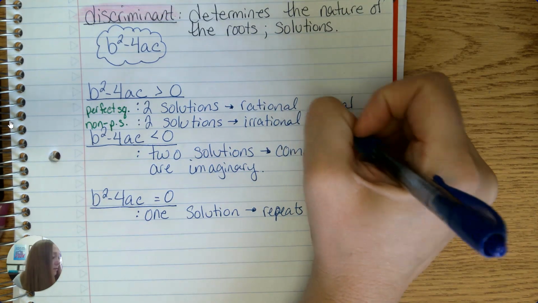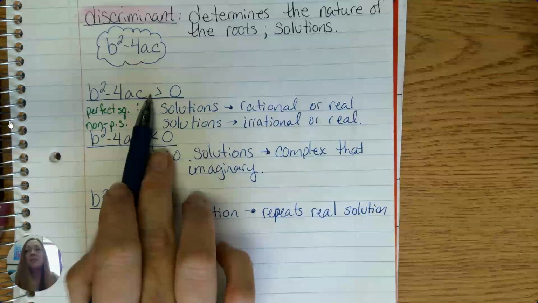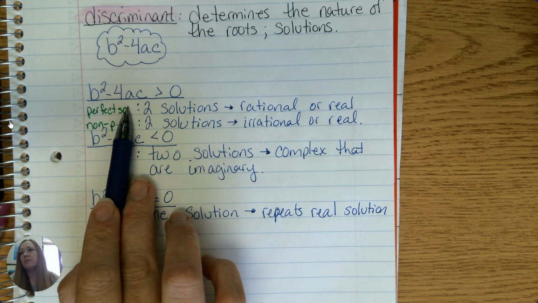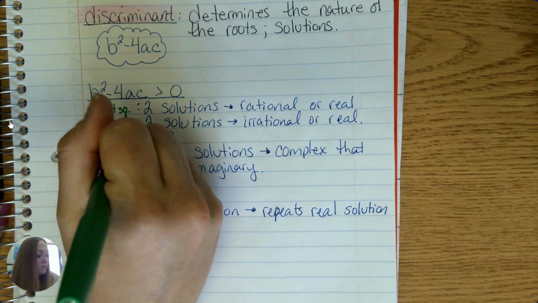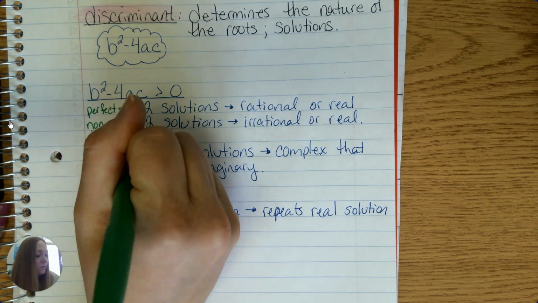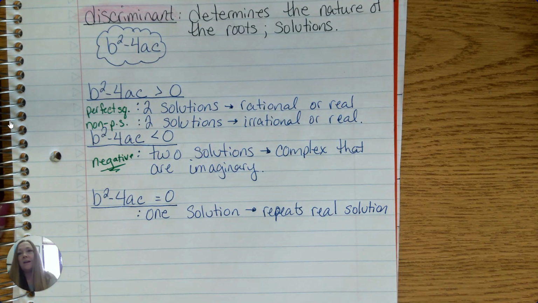I just want to add that this is giving us positive answers, so we could get positive perfect squares or non-perfect squares, and that's perfectly fine. And again, if it's less than 0, we're going to see some negatives in there, and that's where we would use our i to get our complex number.